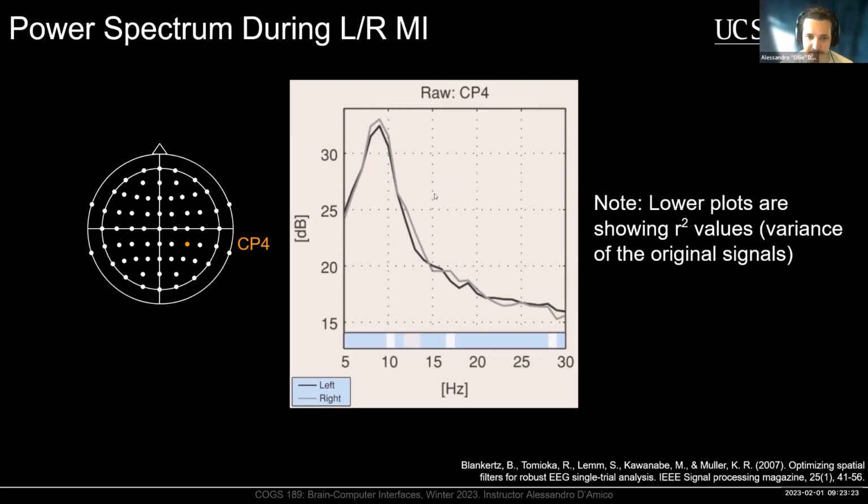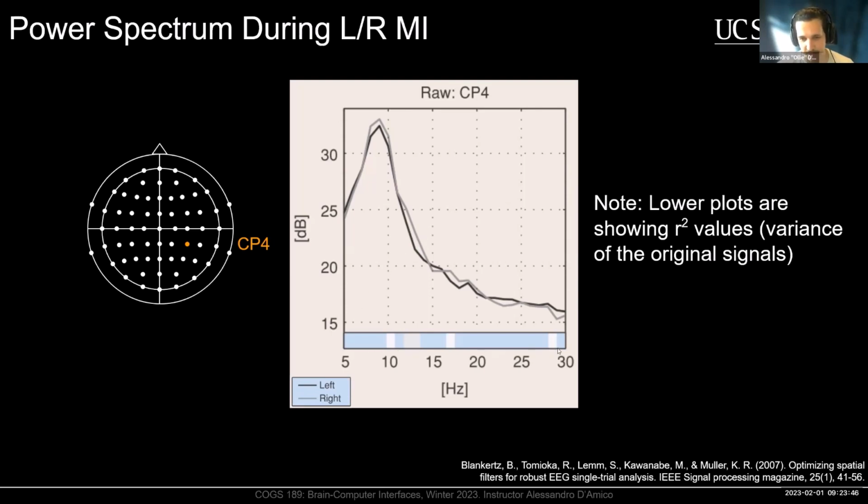This happens sometimes. But as we can see, if we were just going to compute the power of the signal, we would really struggle to separate these two classes. Maybe as individuals, as experimenters, we'd be able to say, okay, this is enough change to say confidently that they're probably thinking of right-hand imagery, but a classifier is going to struggle with this.